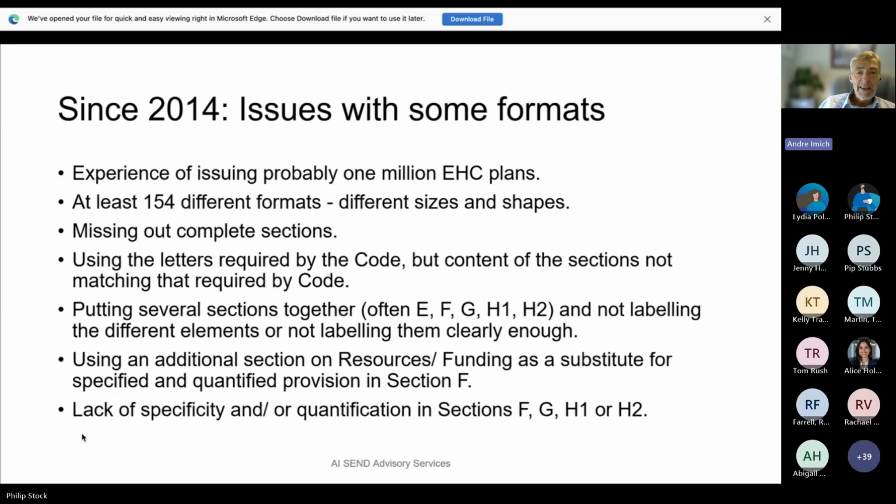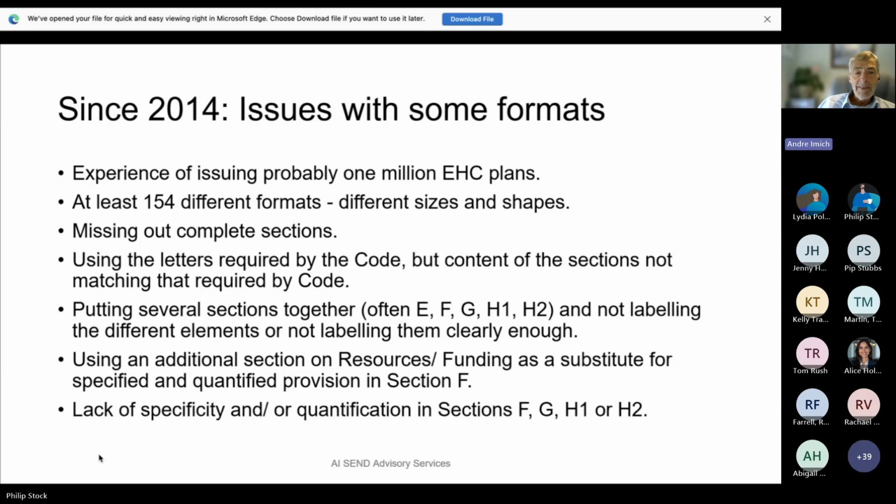Putting sections together, and you'll often see those sections particularly joined up as a table. Having a table is permissible according to the code, but they're not properly labeled, or once you get underneath the heading, it doesn't actually say what it says on the box, as it were.